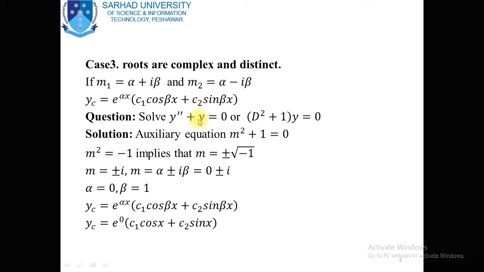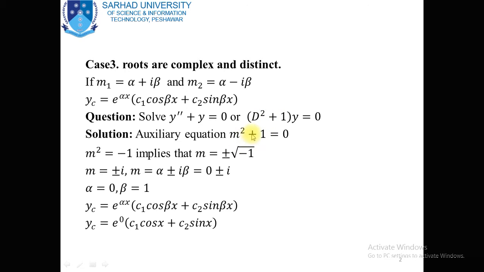Suppose we have a second order homogeneous linear differential equation, y double dash plus y is equal to 0. So this equation can be written as D square plus 1 into y is equal to 0. Now y is equal to 0 is the trivial solution, and we have to find the non-zero solution. D square plus 1 can be written, for the auxiliary equation, as m square plus 1. So m is the root of this auxiliary equation.